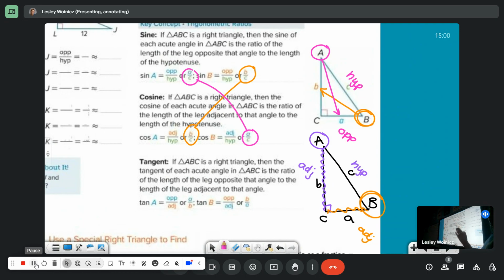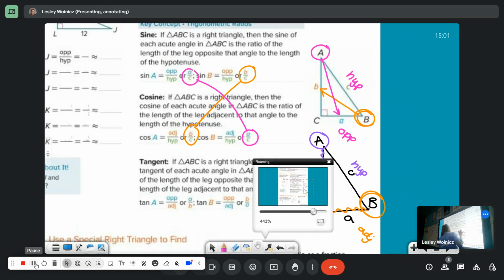Okay, if I'm working in the same triangle, my sine of A is equal to my cosine of B. Everybody see it? My sine of B is equal to my cosine of A. They make the same ratios. Okay, here we go. Tangent.